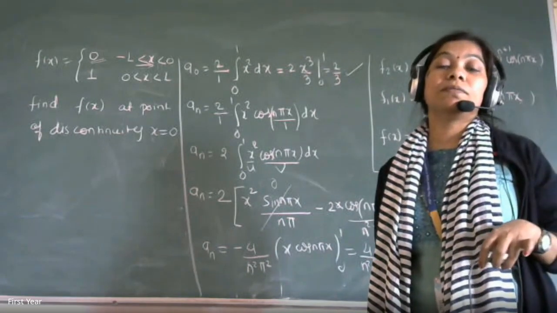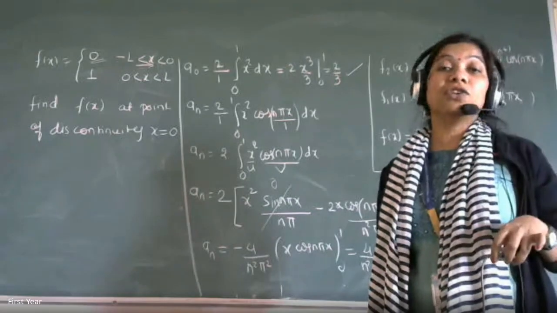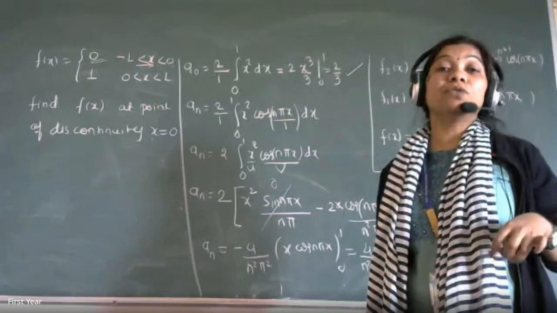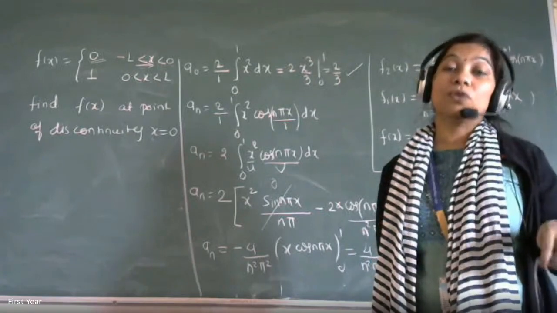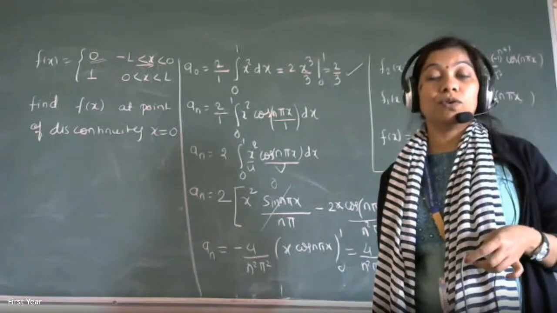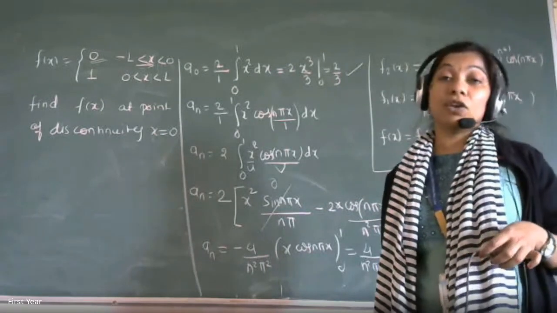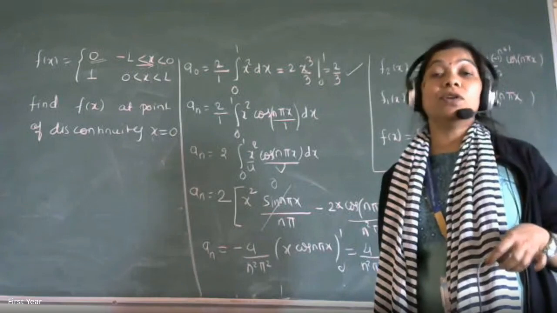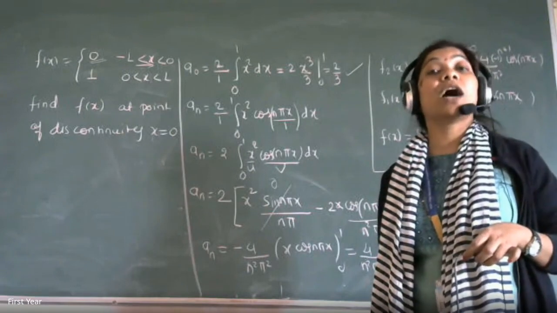Are you getting it? We can't directly set cos 0 aside, but if a n is 0, then a n cos(n pi x by l) will be 0, so that term will go. So a n should be 0. And b n may exist, because sin 0 is 0. So we have to find b n. a naught will be there, a n will be 0. That's your answer. And f of 0 is half.